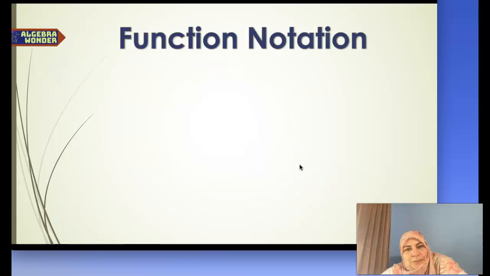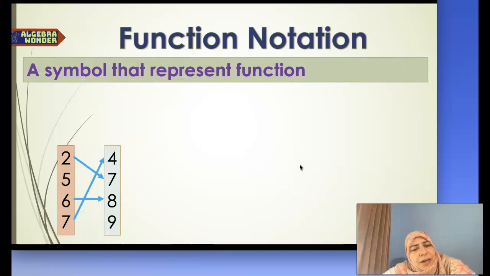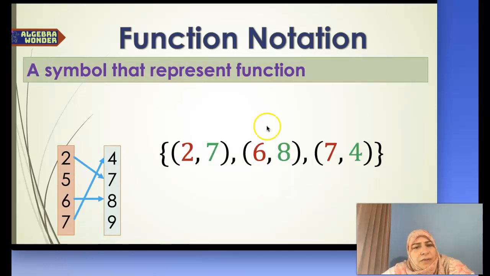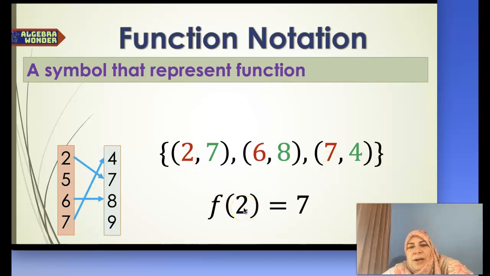Okay? Let's look at this relation here. We decided in our function video that this is a function, because every input has only one output. If I want to use function notation to represent these ordered pairs, this is how you do it. f of 2 is 7. f of 6 is 8. f of 7 is 4. Usually x goes here, and f of x is just y. So f of 2, here is the x, and it's just 7. It tells us that this is the ordered pair 2 and 7. So I can write it as f of 2 equals 7.